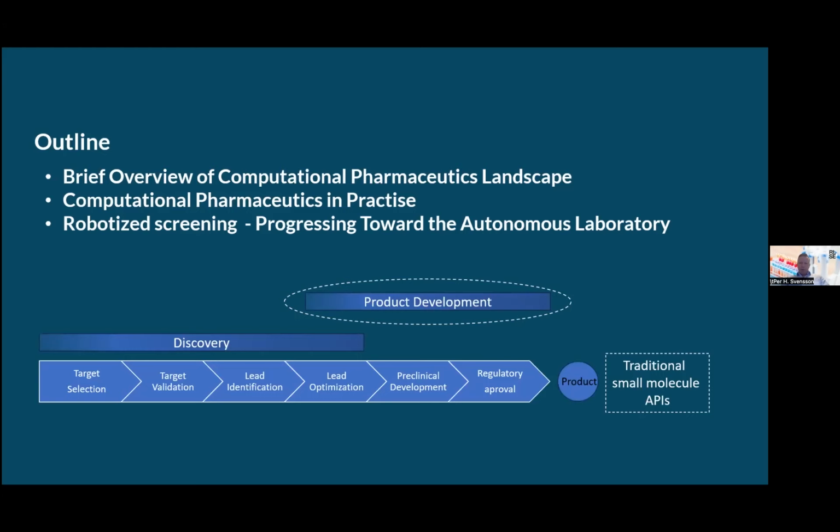I will focus on the product development phase and traditional small molecule APIs. I will not cover the drug discovery phase, and ADME predictions are not covered in this presentation either.